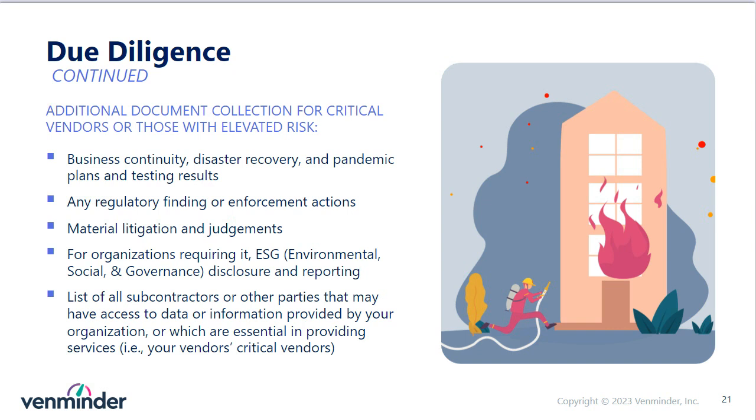Could also be additional regulatory findings or enforcement actions, litigations, and ongoing judgments. There could be environmental, social, governance specific triggers here. Certainly subcontractors, really important. This is your vendor's vendors. It's not just important to know who they are, but what your third party is doing for their own third-party risk management program. So if that risk has been identified, if subcontractors, fourth parties are identified, you want to know what your vendor's doing in terms of controls around that for their organization.